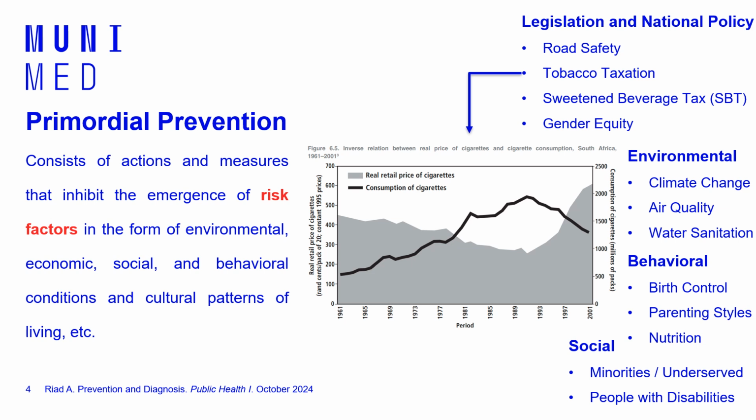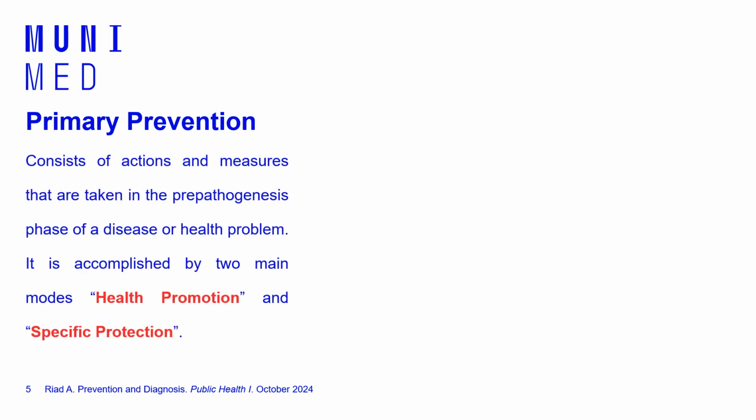So this graph is a very good example for how primordial prevention can improve public health outcomes. Okay? So this is primordial prevention. Then we have primary prevention, and as we said, primary prevention is the first level of preventive medicine to focus on humans and try to protect them as individuals from getting diseased or getting infected. This level of prevention has two modes, and very soon we'll explain them. The first is called health promotion, and the second is specific protection.